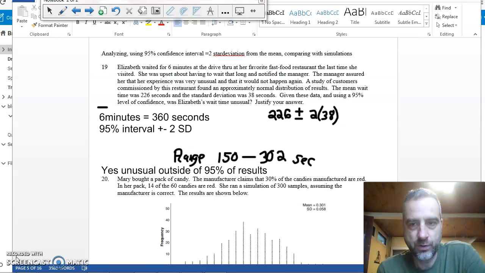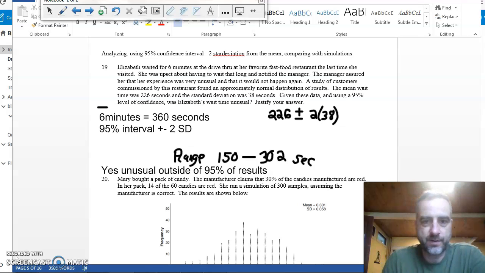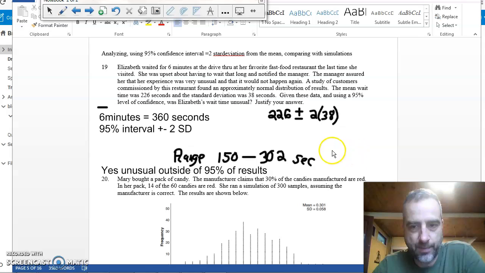So yes, this is unusual. The manager is correct by saying this is very unusual. We'd only expect this to happen in 2 to 2.5% of the cases. That would be over 6 minutes, under normal conditions. I mean, if people just let out of a football game, or there's a parade in town or something, then of course you're not going to have a normal bell-shaped curve, and everything could be off.